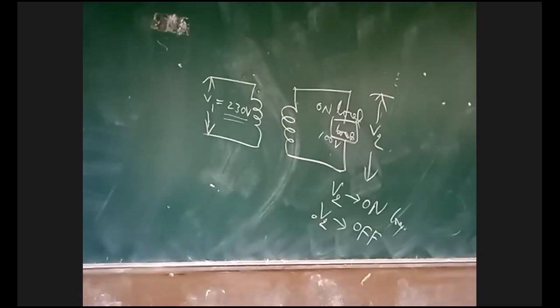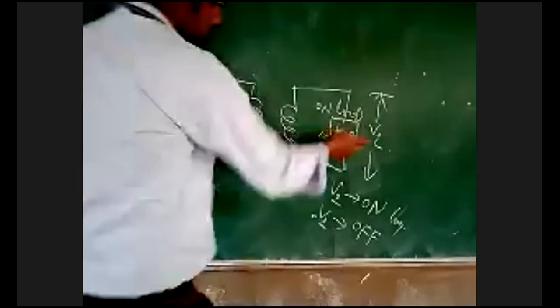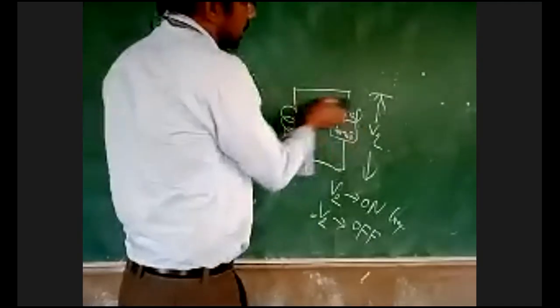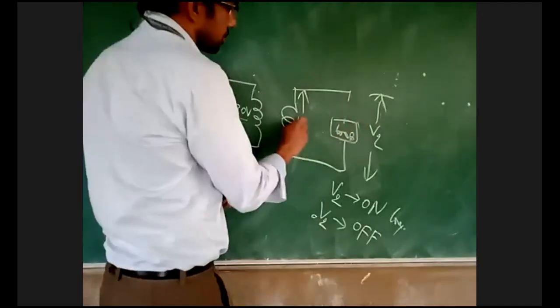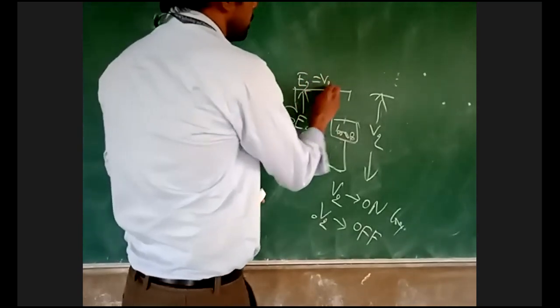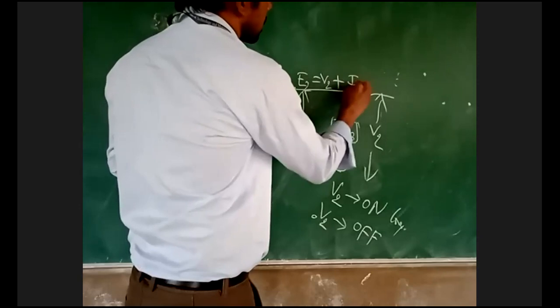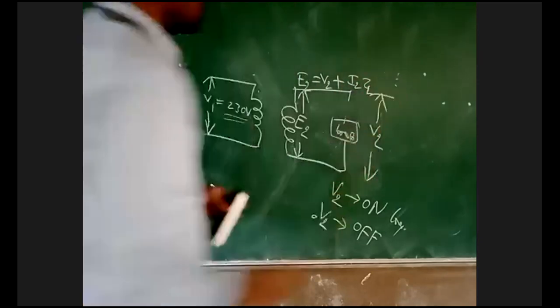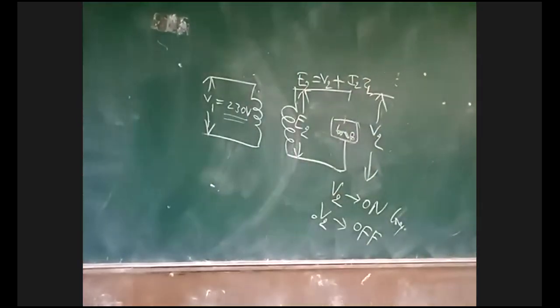Open circuit voltage is always greater, because whatever voltage is applied, the entire voltage will appear across the open circuit. But when you put the load, the voltage will be dropped. I have already told you, E2 is equal to V2 plus I2 into ZL.